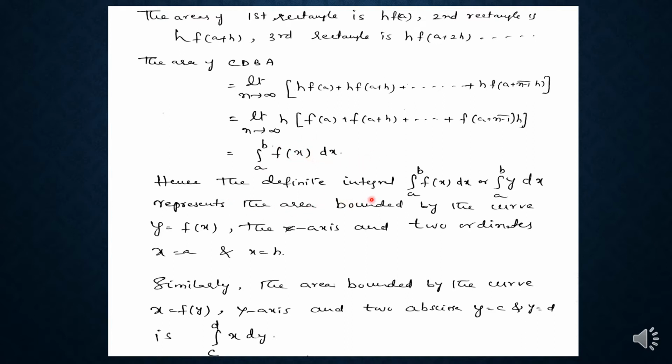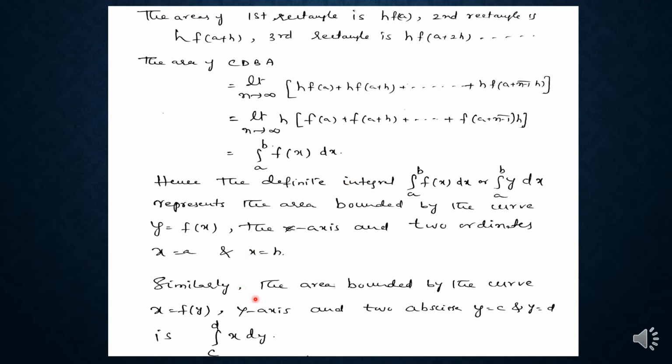Hence, the definite integral a to b f of x dx, or integral a to b y dx, represents the area bounded by the curve y is equal to f of x, the x-axis, and the two ordinates x is equal to a and x is equal to b. So, the area bounded by the curve y is equal to f of x, the x-axis, and the two ordinates x is equal to a and x is equal to b is integral a to b f of x dx, or integral a to b y dx.